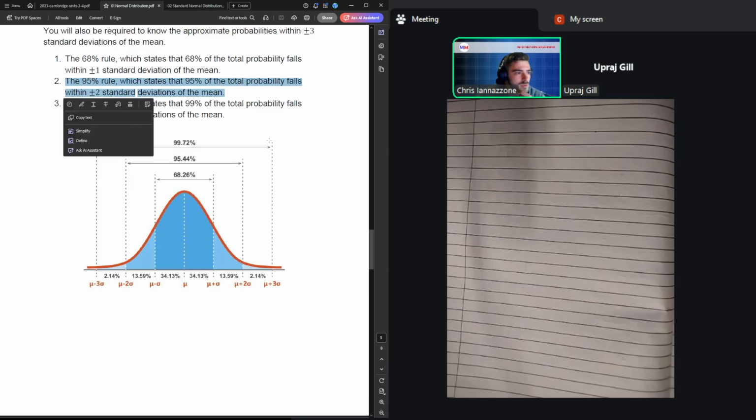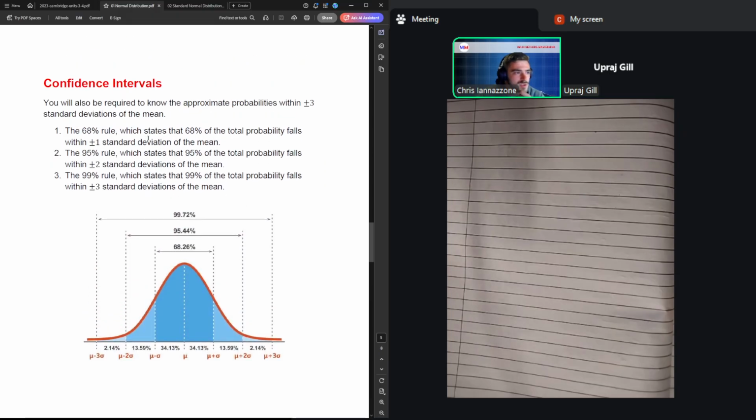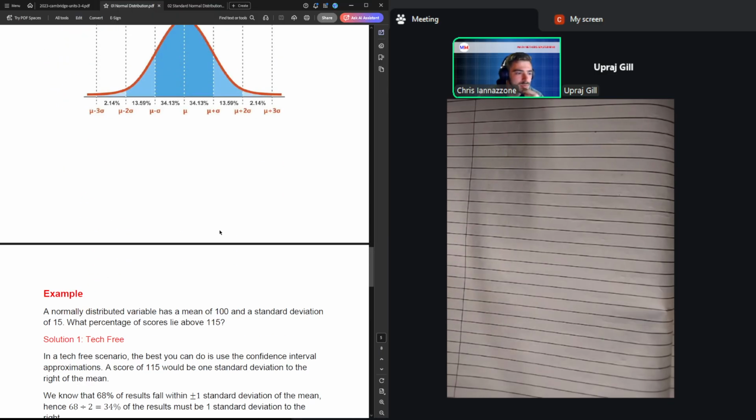The one you'll use most often is going to be the 95% rule, specifically when calculating confidence intervals. However, number 3 is quite rare. Usually you're using these two and just sort of playing with them together until you get the target probability you're looking for.